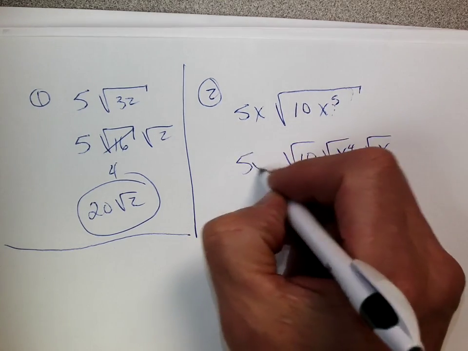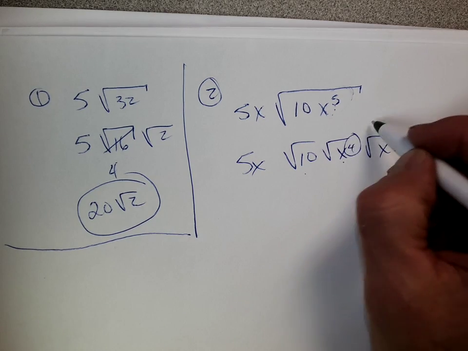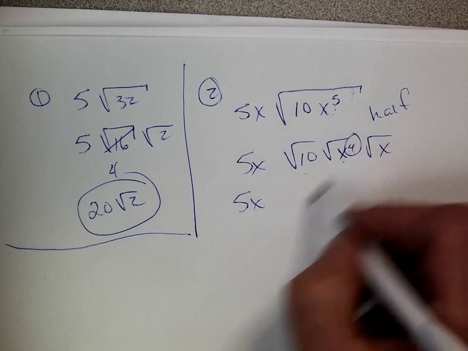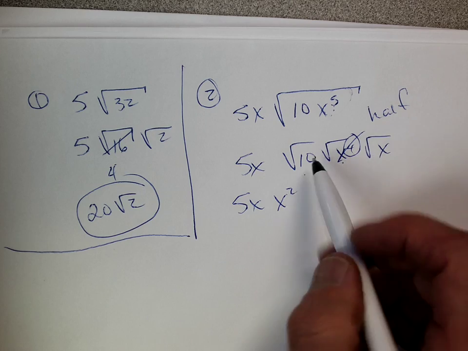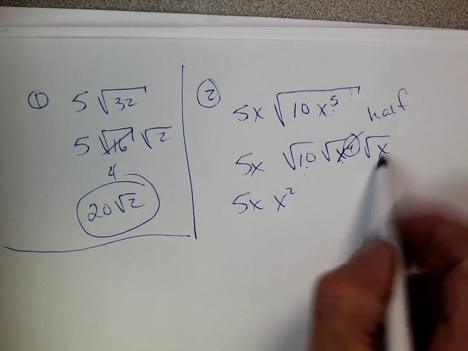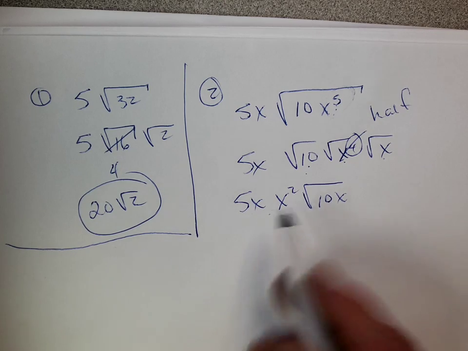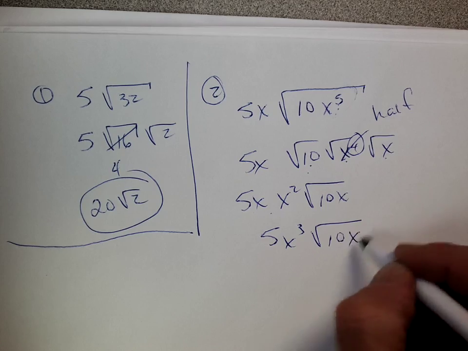So now, can't take the square root of 10, but I can take half of that. If I take half of that, I get an x to the 2nd, because I take half the exponent. 10 I can't break down. The x is left over, so it's just square root of 10x. Finally, 5x times x makes a 5x cubed square roots of 10x.